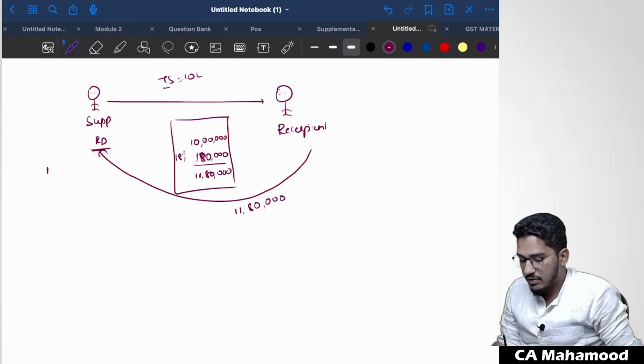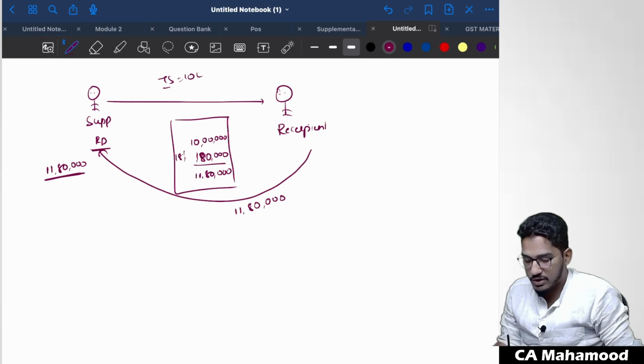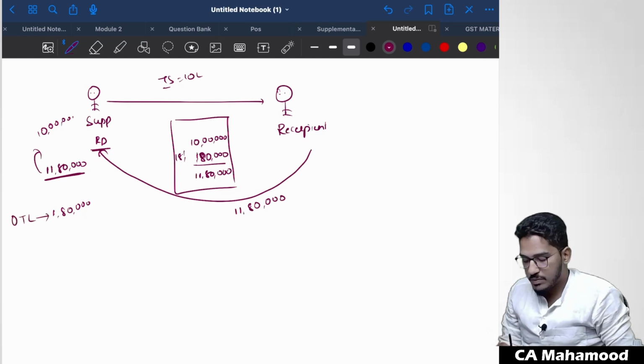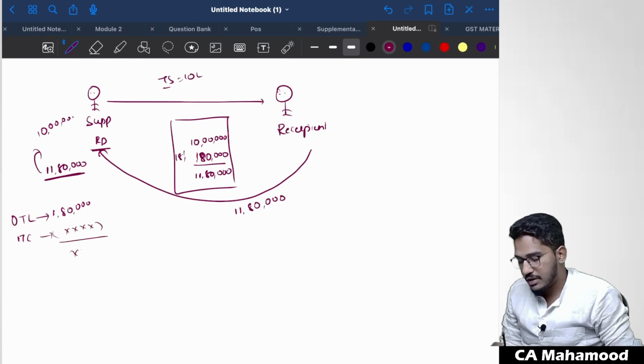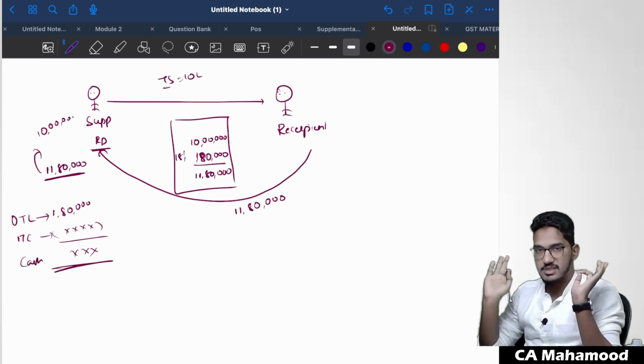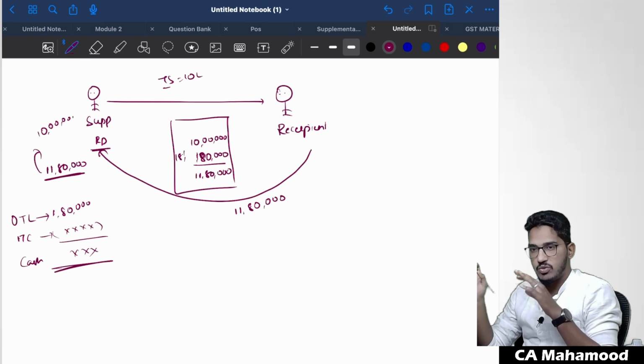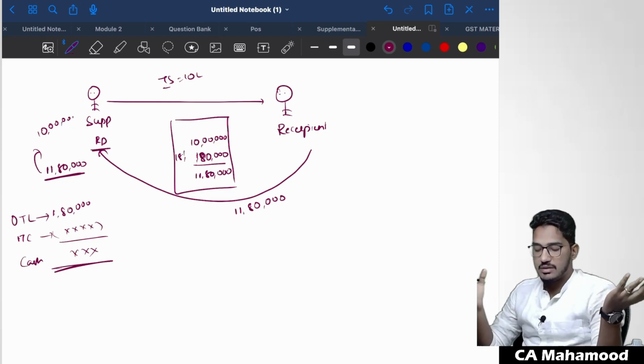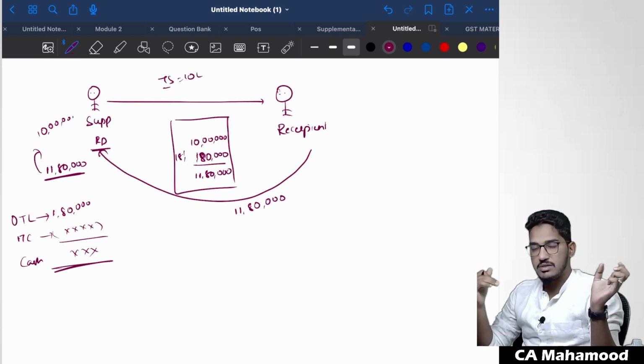And this supplier, whatever 11,80,000 rupees he has collected, can he keep that entire 11,80,000 in his pocket? No. He can keep only 10 lakh rupees in his pocket. The balance 1,80,000 rupees he has to pay to the GST department. So that will be his output tax liability. And as we know, from his output tax liability, if he is having any input tax credit, that he will adjust. So balance whatever is there, that he can pay in cash. This is a normal routine GST transaction. Making a supply, giving an invoice, collecting the consideration from the recipient, and the supplier keeping the value of the supply. Whatever GST component is there, that will be output tax liability. He will adjust the input tax credit.